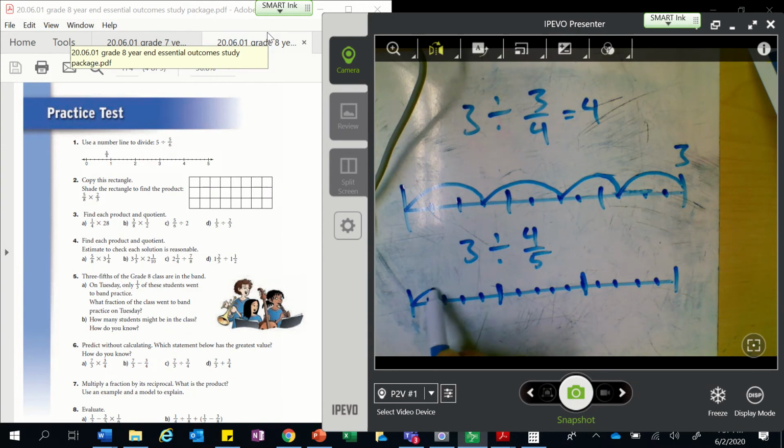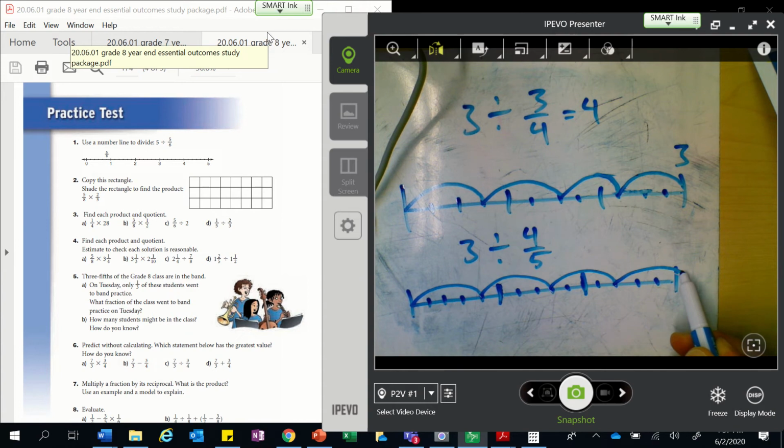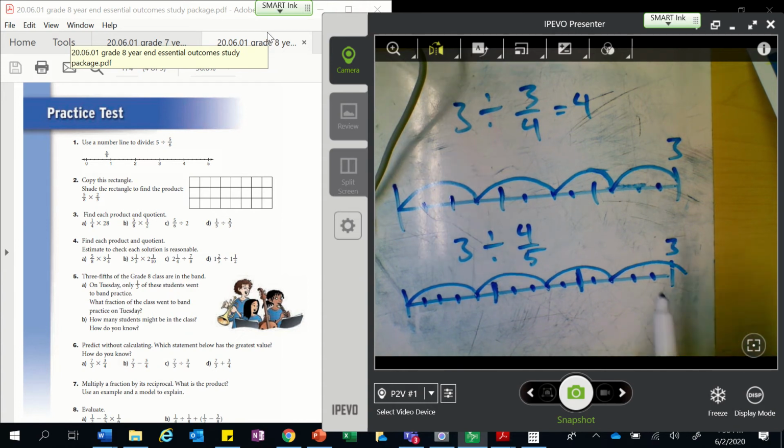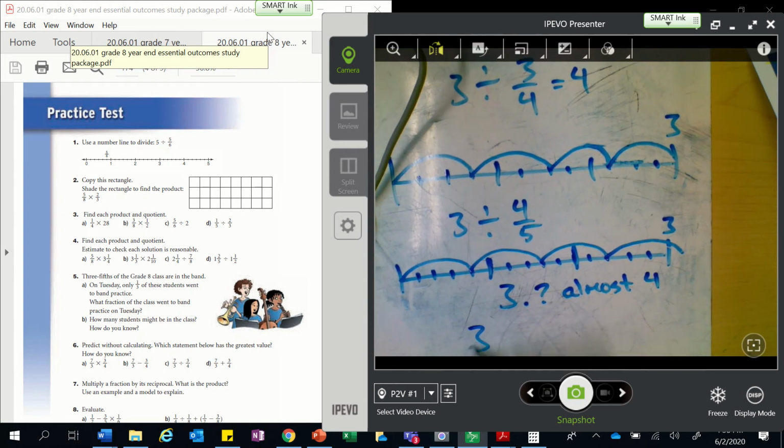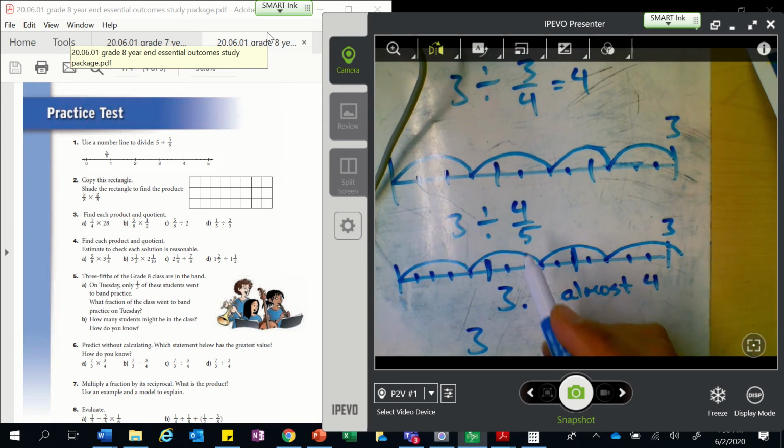So let's see, 1, 2, 3, 4 fifths, then 2, 2, 3, 4 more fifths. 1, 2, 3, 4. Uh-oh, I can't quite get one in there because it's 3. So it looks like mine is 3 point something, almost 4. Well, how much did I get in there? Well, I got 3 of them, and then there was 1, 2, 3/5. So I got 3 jumps, but how many?